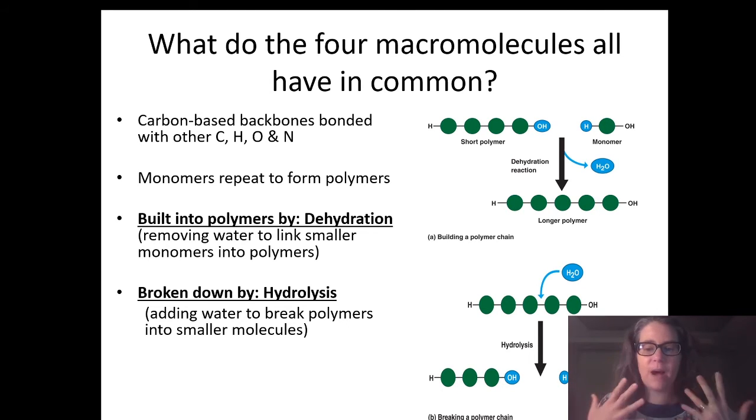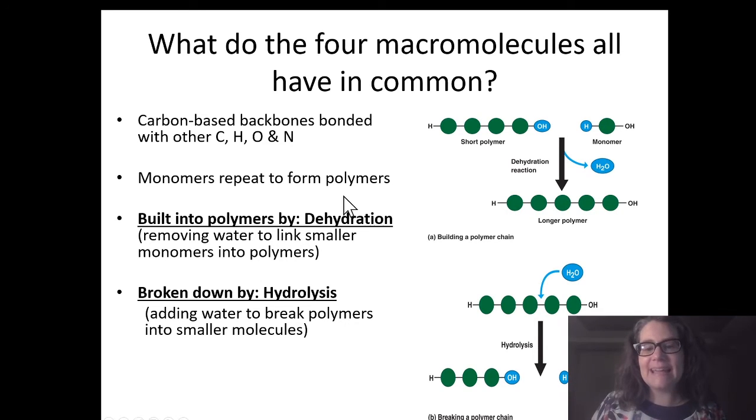Think about your body, things like helices and hair and skin, these sheets and fingernails. Those are all different kinds of polymer structures that build up who you are. Over here, I show this pearl necklace with green pearls on it. You can imagine each of these pearls being a monomer, and then we're linking them together into more complicated structures called polymers. Now, all four macromolecules are built into polymers using a process called dehydration.